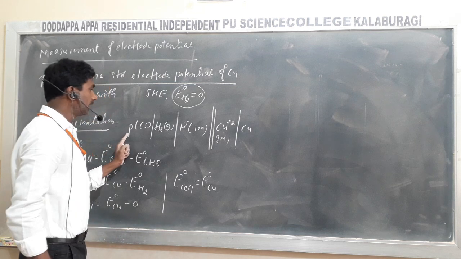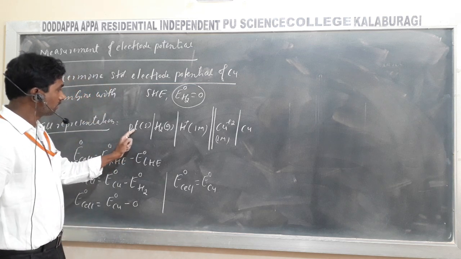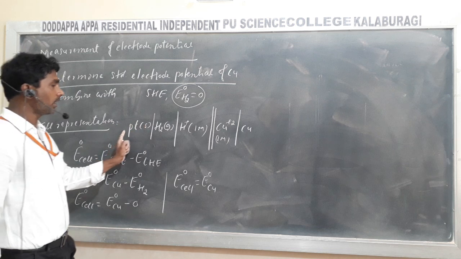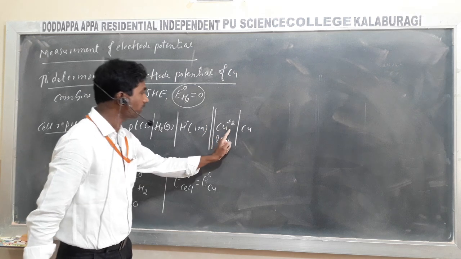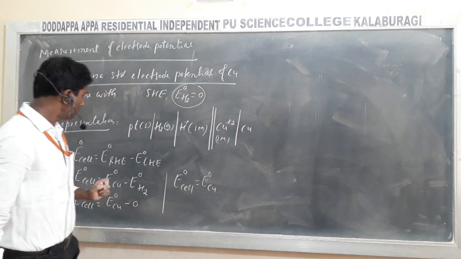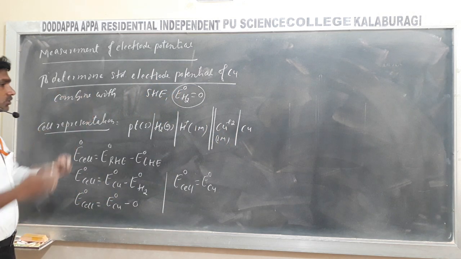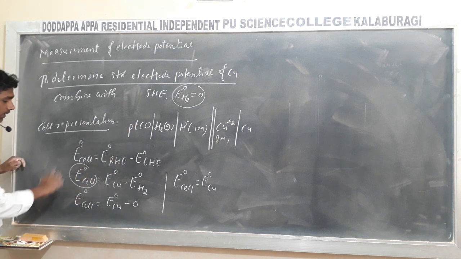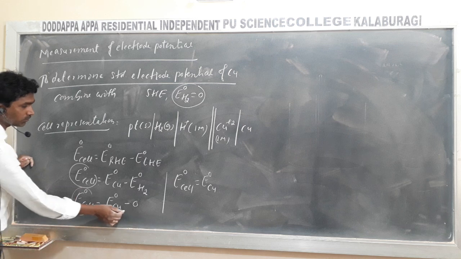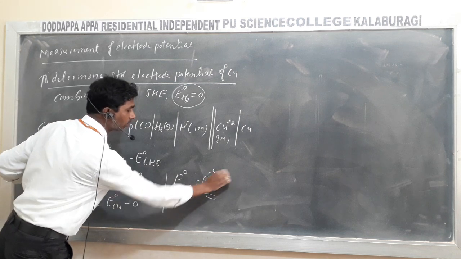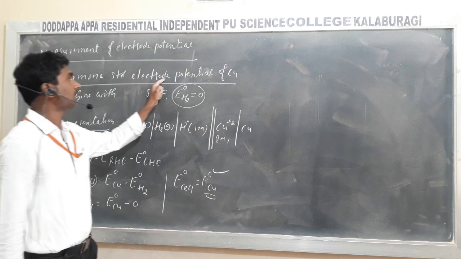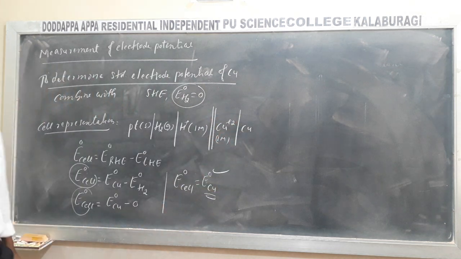So what you have to do: first you have to take the standard hydrogen electrode, and you have to couple it, or combine it, with the copper electrode. Next you have to connect these two electrodes to a voltmeter, so we can get E naught of cell. Whatever the E naught of cell is, that is equal to E naught of copper. So this is the determination, or the measurement, of the standard electrode potential of copper.